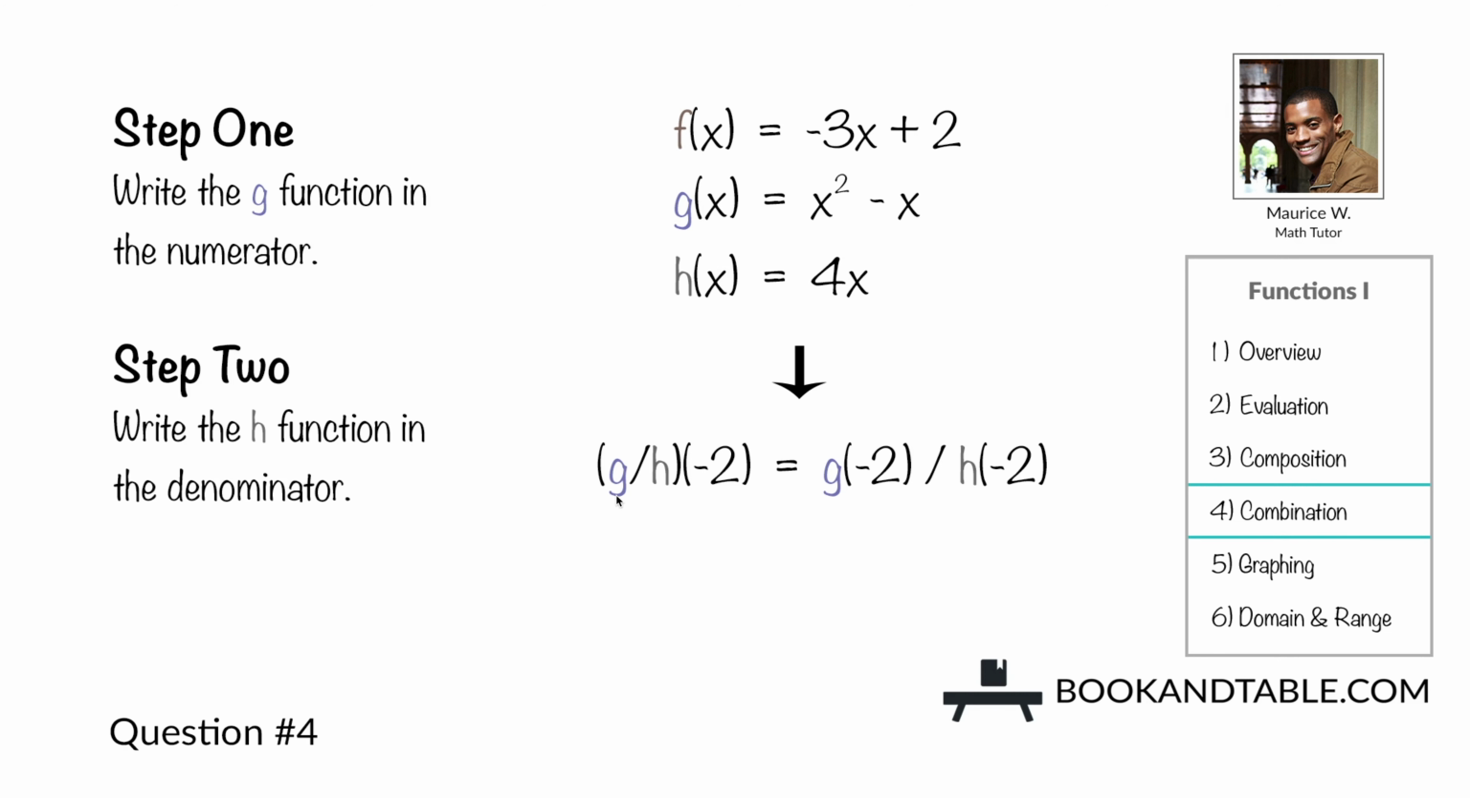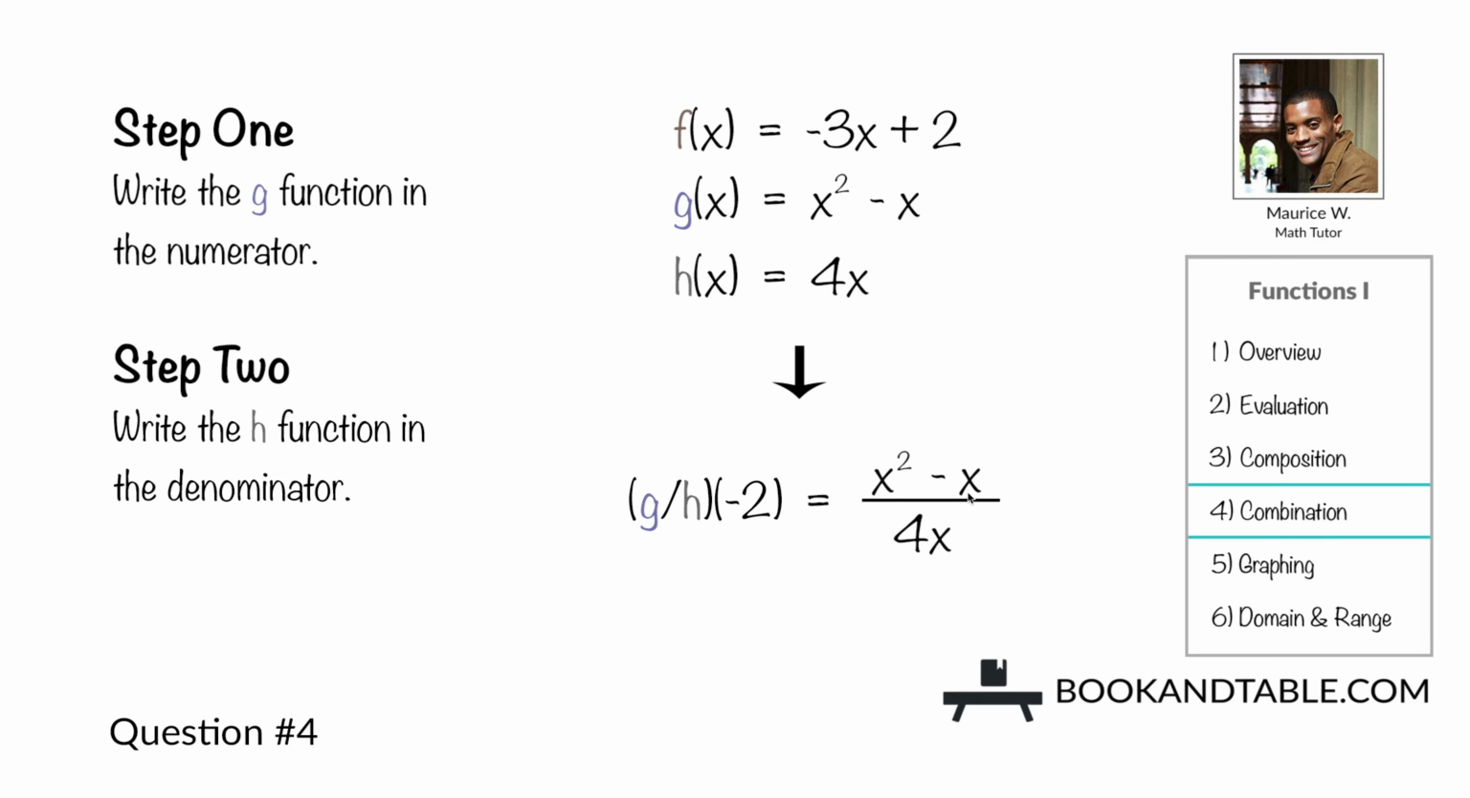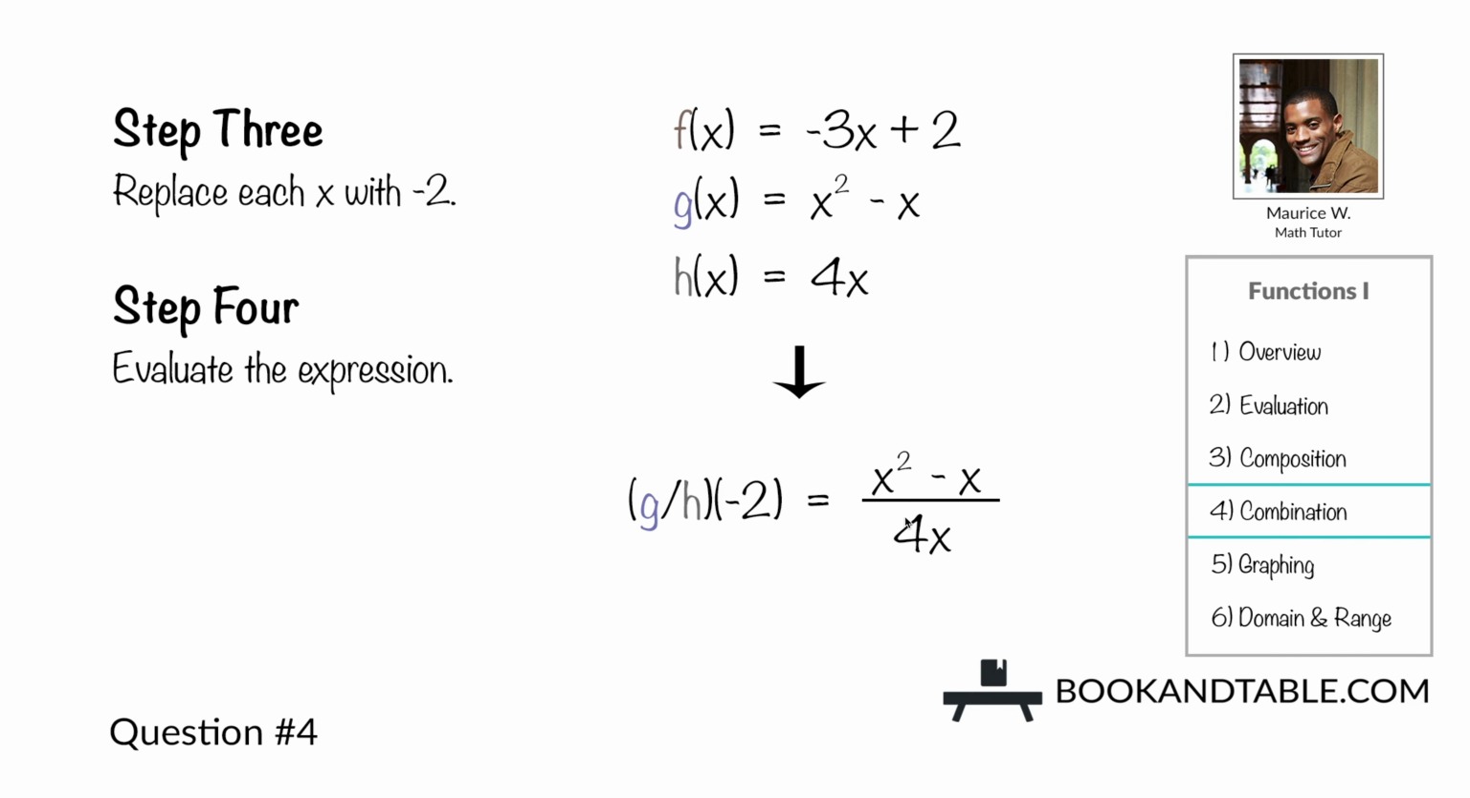We're asked to find g divided by h of negative 2. And this would be equal to g of negative 2 divided by h of negative 2. So step 1, write the g function in the numerator. And then step 2, write the h function in the denominator. So that would give us x squared minus x divided by 4x. And now step 3, replace each x with negative 2. So that would give us negative 2 squared minus negative 2 over 4 times negative 2.